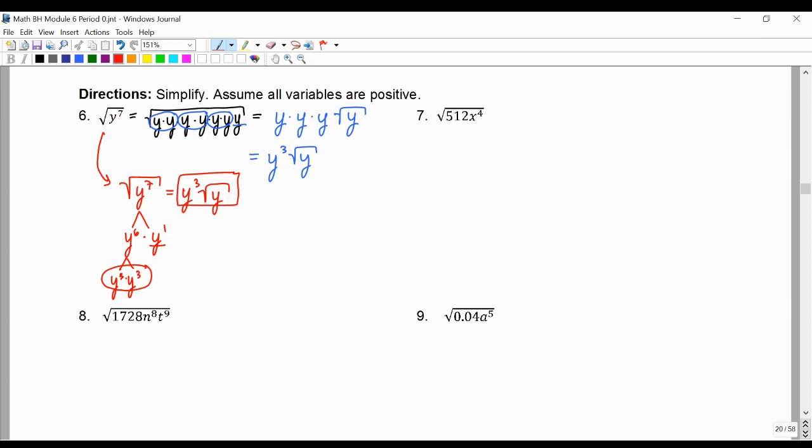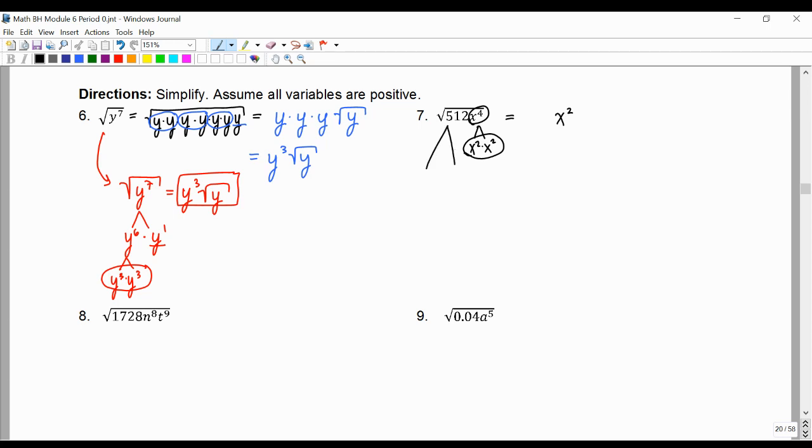Number 7, 512 x to the 4th square rooted. So this is a perfect square. I'm just going to start to set up my answer. So out comes an x squared. And when it's even, it's easier. If you need to show this, you can. All right, so that's taken care of. There is no more of that under the square root.